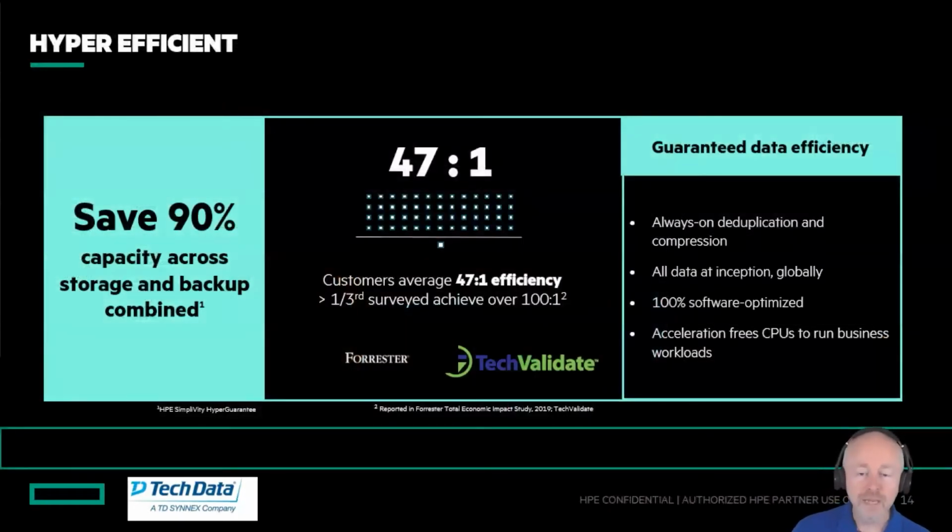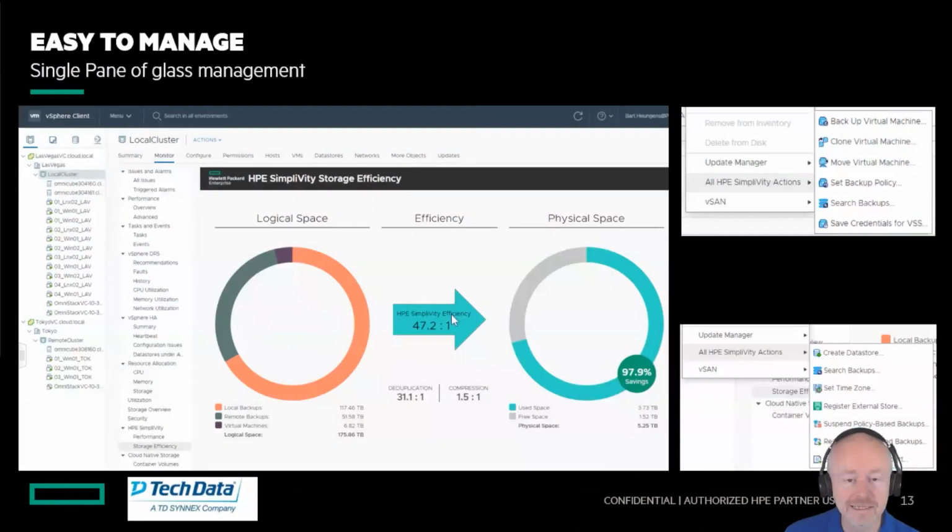There you go. The efficiency, that's the number that you can see here. That efficiency of 47.1 means that this customer has 175 terabytes of raw data of virtual machines and backups, local backups and remote backups. In this case, that's a lot of data. That 170 terabytes of raw data is taking a little bit less than 4 terabytes on SimpliVity. Why? Because they have a lot of virtual machines and there's a lot of redundant data. Most of my customers have 40 to 1, 50 to 1.